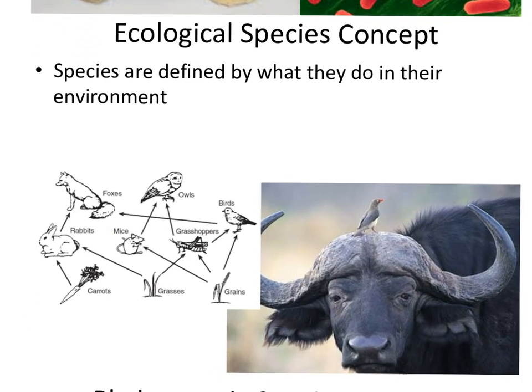A third definition is the ecological species concept, meaning that species are defined by what they do in their environment, meaning who do they eat, who eats them, where do they hang out? Do they hang out in the treetops? Do they hang out on the forest floor? What organisms do they encounter in their daily life? Ecological species concept is not widely used, but it's just an example of one more definition that we have.